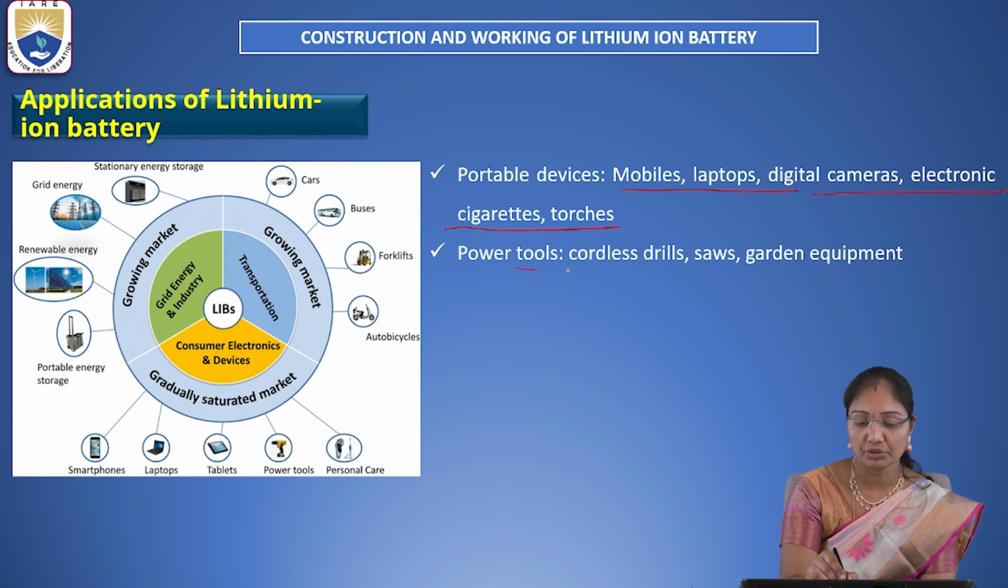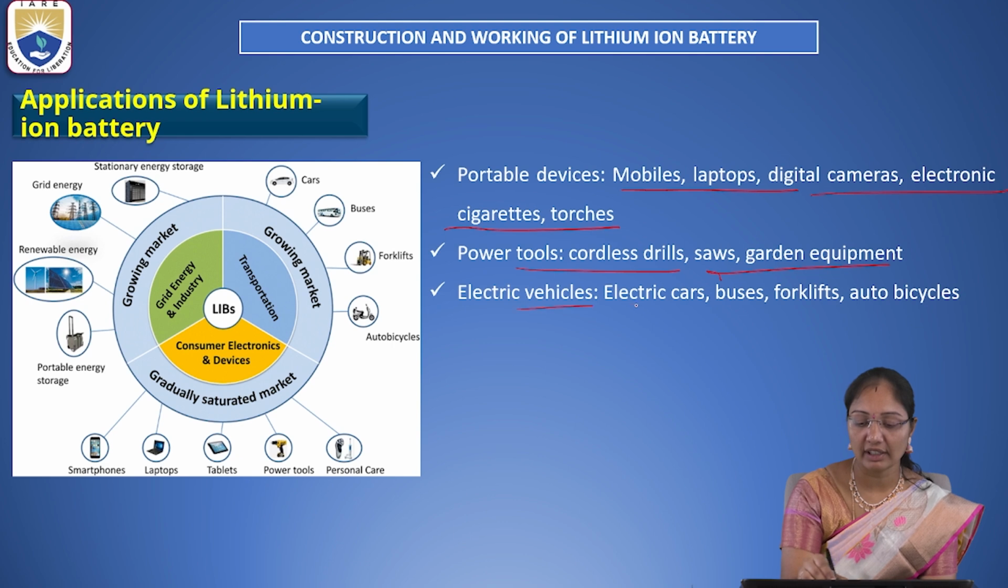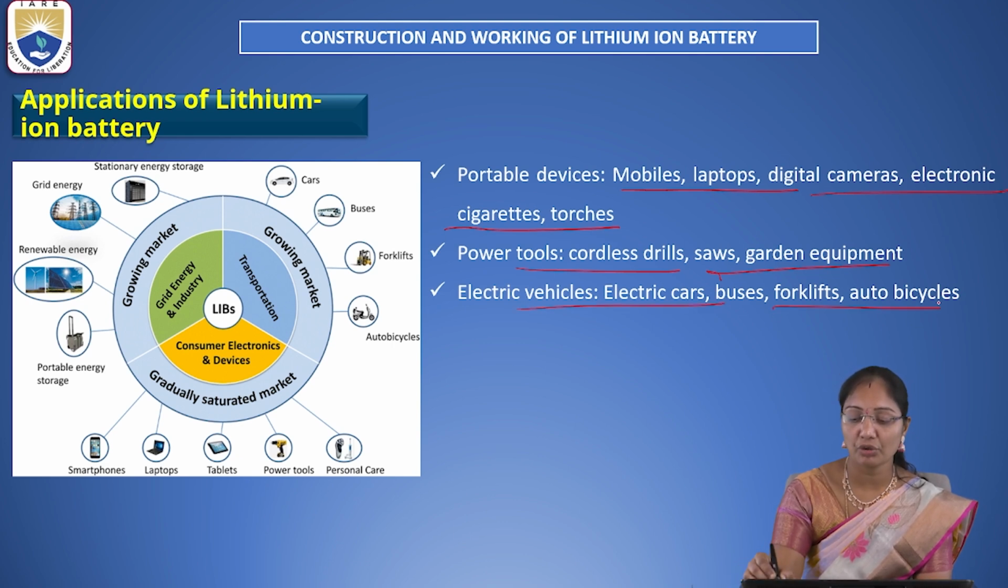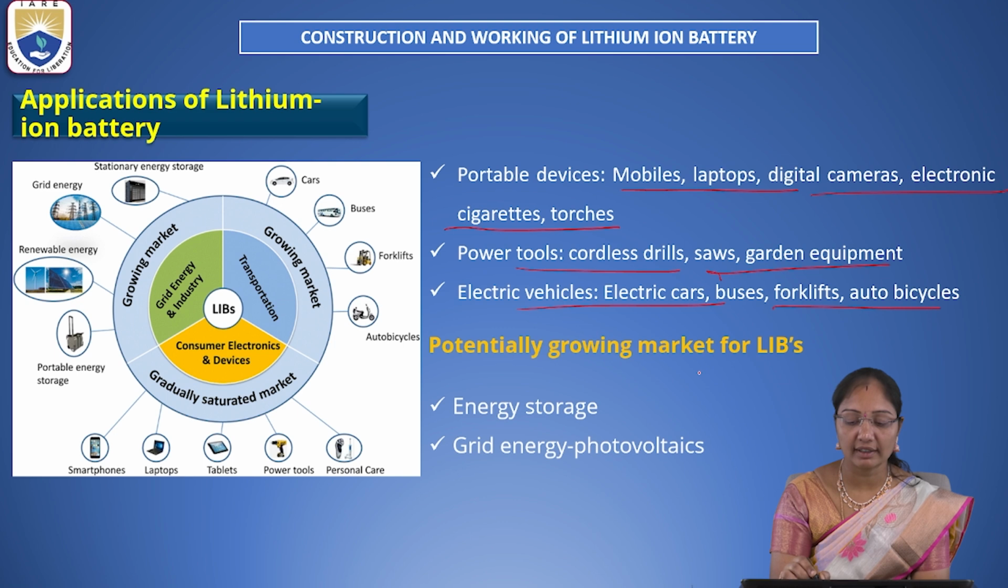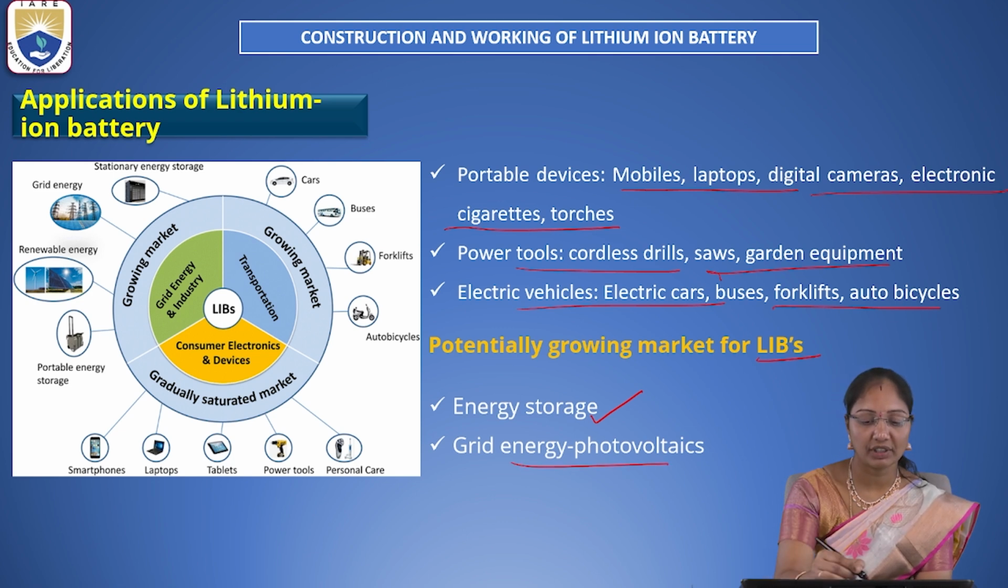It is also used in power tools like cordless drills, saws, and garden equipment. These are also used in electrical vehicles or in the automotive industry. Electrical cars, buses, forklifts, and auto bicycles use this type of lithium ion battery. It is potentially a growing market for lithium ion batteries. LIBs is nothing but lithium ion batteries, and they are used for high energy storage and grid energy. Photovoltaics have also come into existence. We can see the cars, buses, forklifts, and auto bicycles.